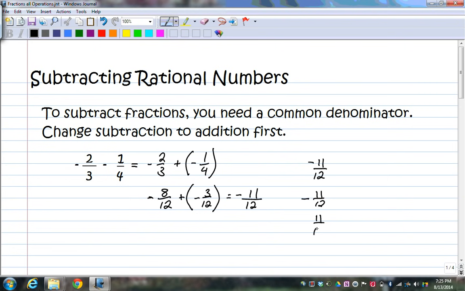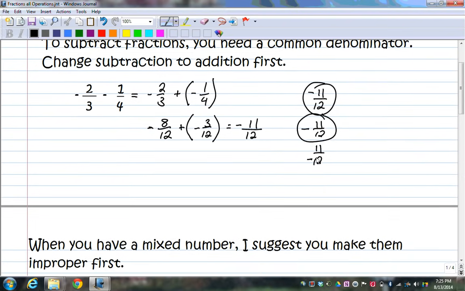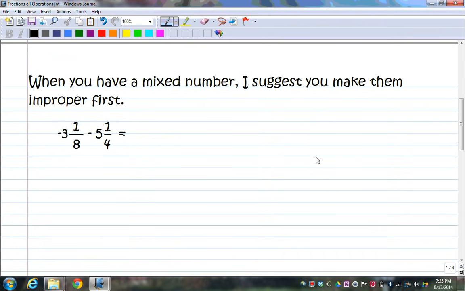You could write 11 over 12 with a negative on the bottom if you want. Well, the most common one that you'll see, though, is this, and then that one probably. But either way, it would still work. So don't worry about where you put the negative. Just make sure that it can be seen. Moving on.